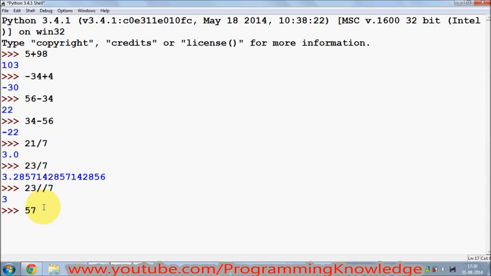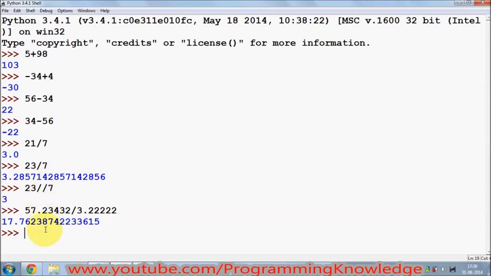For example, 57.2345 or whatever, divided by 3.22222. Okay, press enter and it will give you an answer. So you can even divide decimal values like this. And remember this: whenever you want to get the whole number, just use double slashes.